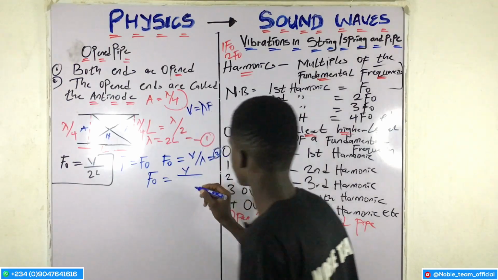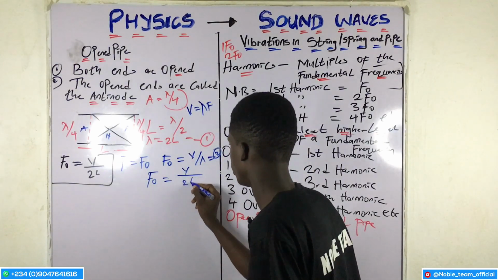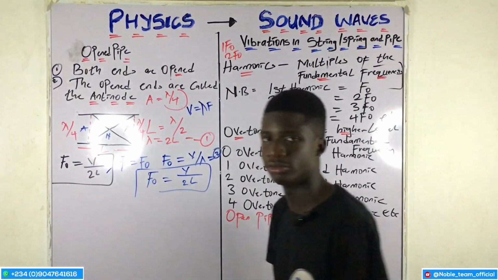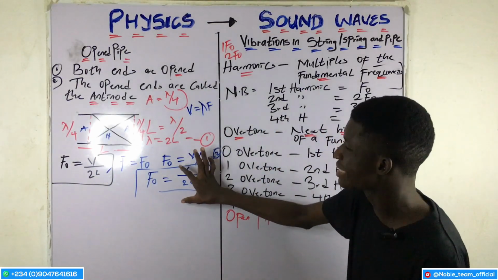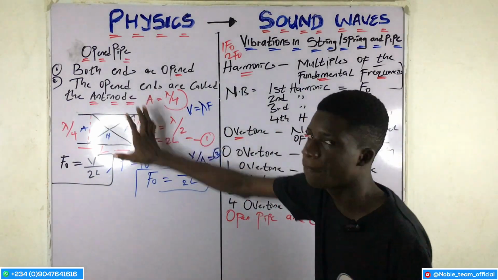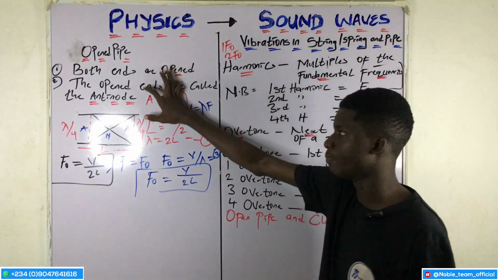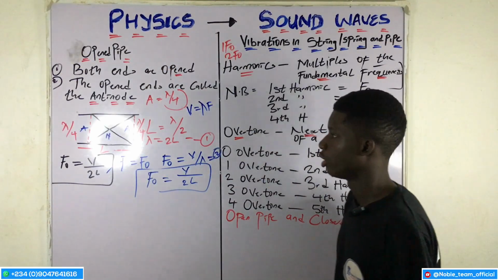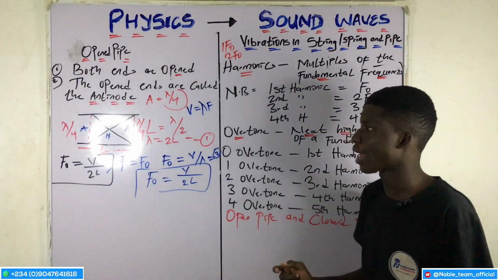Now, since from this my lambda is 2L, you can see it. I've proven it, okay, good, that this is the simplest mode of vibration of an open pipe. Do you understand? Good. I hope you understand up to this. So we are good to go.